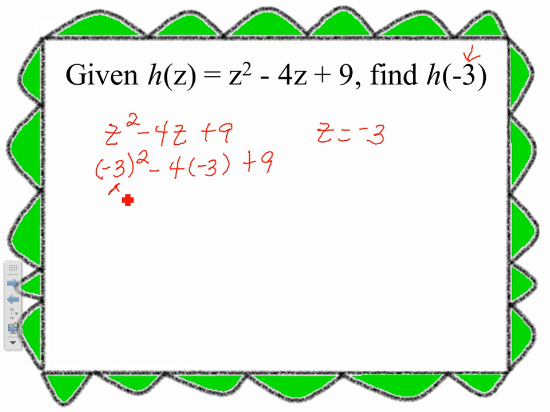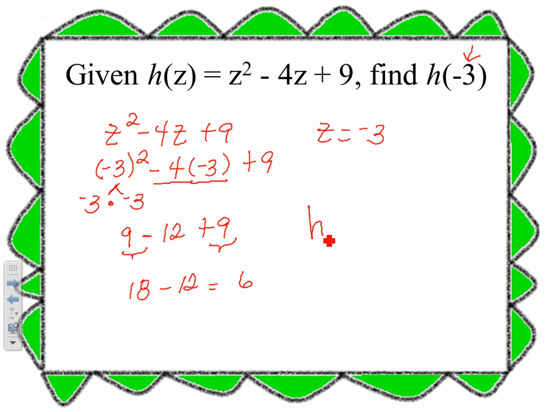Negative 3 squared would be negative 3 times negative 3. That is positive 9. Negative 4 times negative 3 would be negative 12 plus 9. So 9 plus 9 is 18. 18 minus 12 would be 6. So h of negative 3 in this case would be equal to 6.